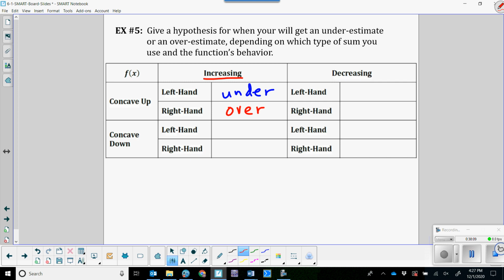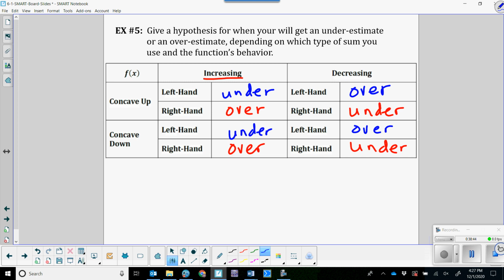On the top function, that was a decreasing function, we ended up with the left-hand one, if you look at your blue boxes, those were all over. So this was an overestimate. If we look at the right-hand ones, we get under. And you'll find that concavity does not make any difference. The answers would be the same no matter what the concavity, because it isn't the concavity that matters. What matters is increasing or decreasing, okay?